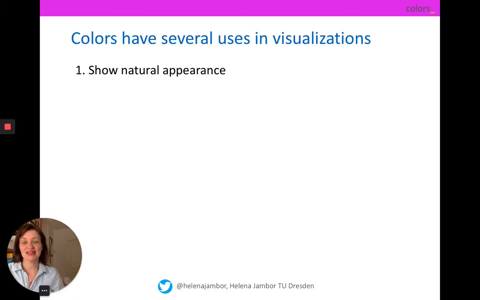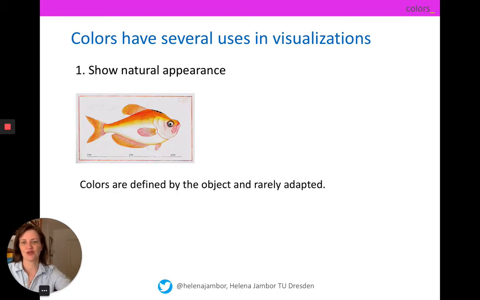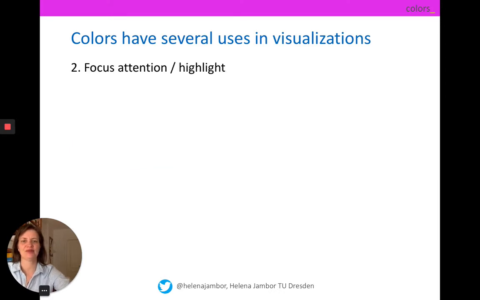So in scientific environment, colors have several uses in our visualizations. The first one is, of course, to just show a natural appearance. So, for example, in this drawing, the golden color is used to illustrate that the goldfish is actually gold. Colors are, in this case, defined by the object and rarely adapted.